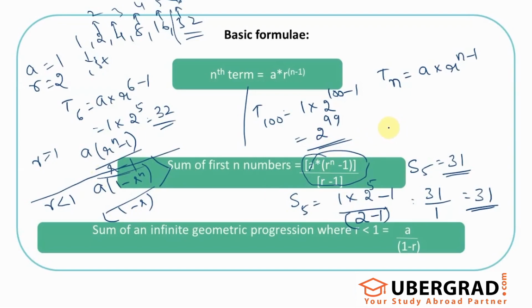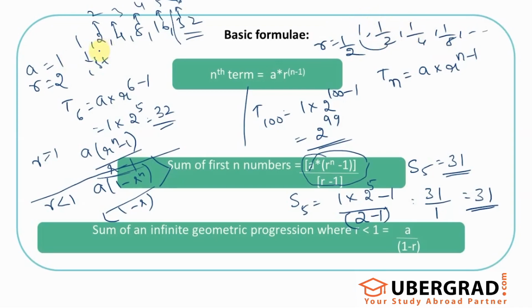Right, you might also see a decreasing geometric progression, like the same example: 1, 1 by 2, 1 by 4, 1 by 8, etc. What is the common ratio here? 1 by 2. 1 by 2 divided by 1 is 1 by 2. 1 by 4 divided by 1 by 2 is 1 by 2. 1 by 8 divided by 1 by 4 is 1 by 2. So this is decreasing. The first term is larger than the second term, which is larger than the third term.